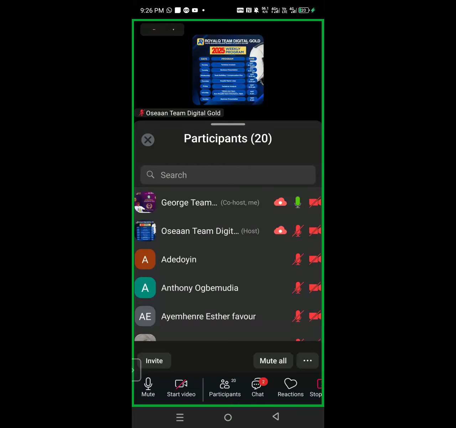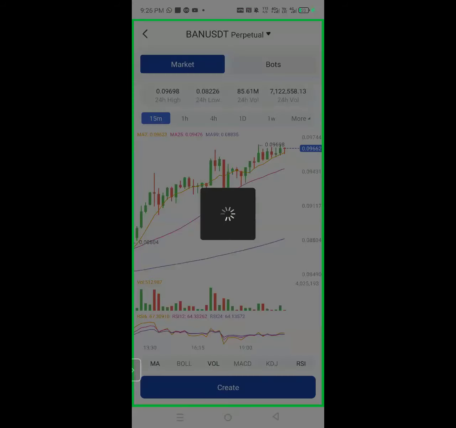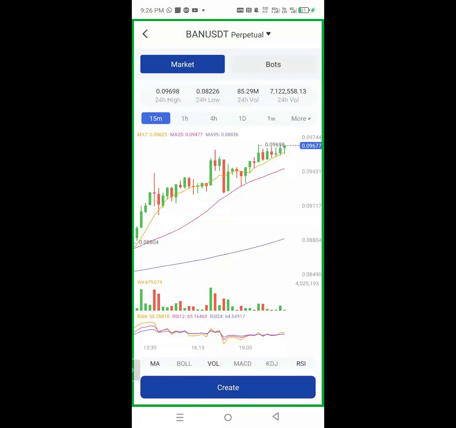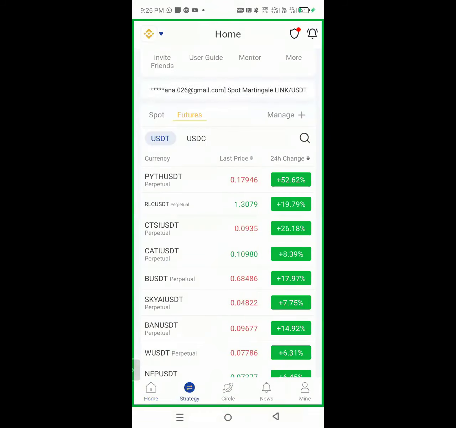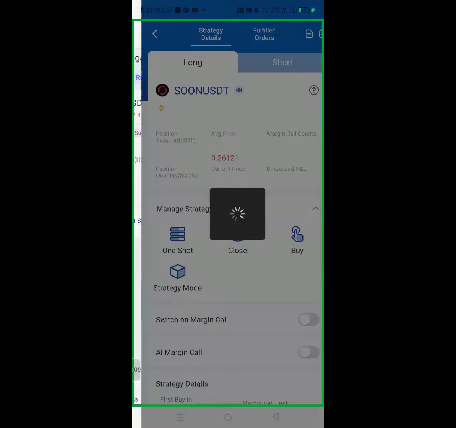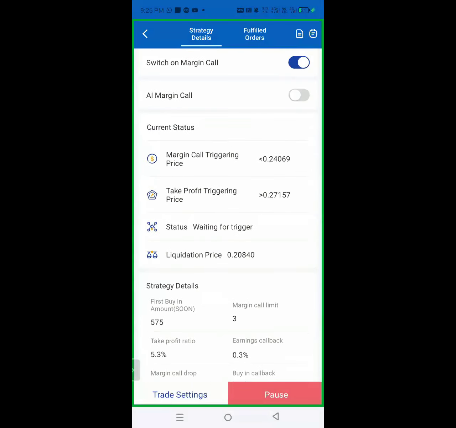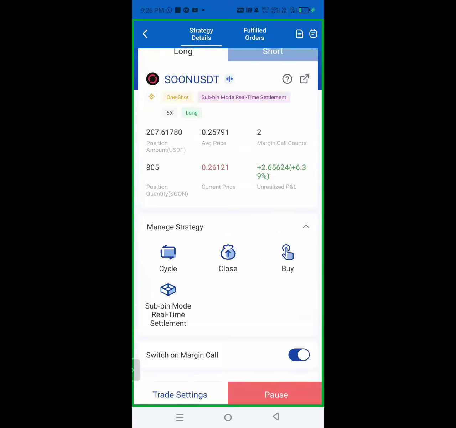So what I do is, look at what I do. If I want to sleep and my coin is on a downtrend, and you can see this coin is still going up. So if I want to sleep and this coin is now on negative, maybe -20, what I do is I still look at my liquidation price, 0.20. What I will do if I want to sleep, I will come here and click on buy.